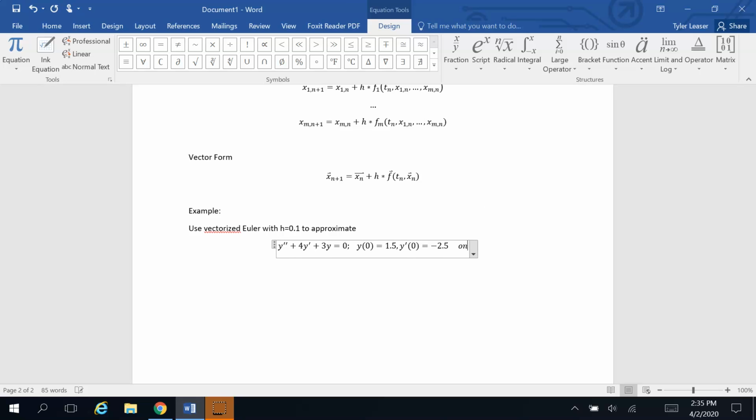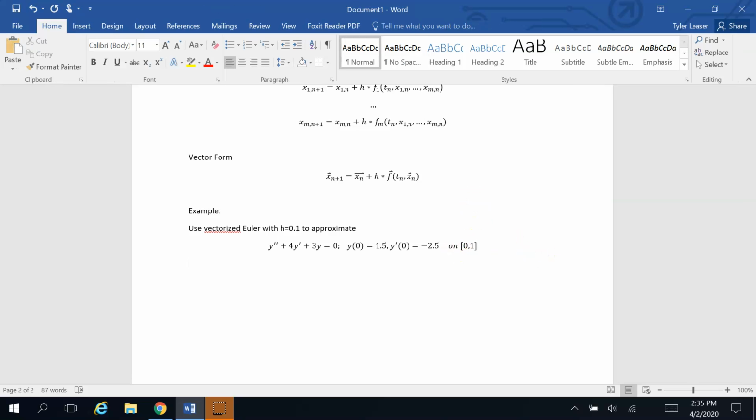Now it wants us to approximate this on the interval from 0 to 1, which means that we're starting at 0 and we're going to have to do 10 steps to get from 0 to 1. We're not going to do all 10 of those steps. We might just do 1 or 2 of them, but this is how you at least get it started. I'm going to pull up the book here at the end and show you what the final answer would be.